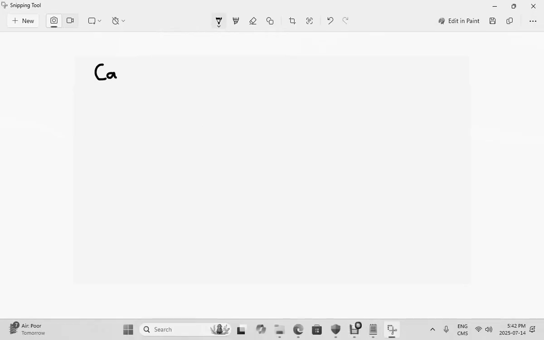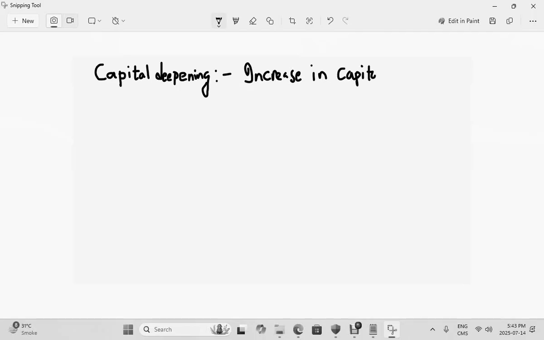Okay, so this is capital deepening. Capital deepening has to do with the increase in capital per person, so an increase in capital per person, or an increase in GDP per capita, gross domestic product per capita.